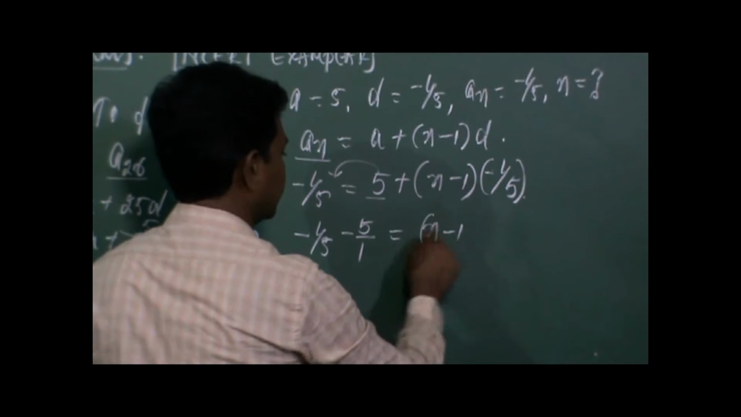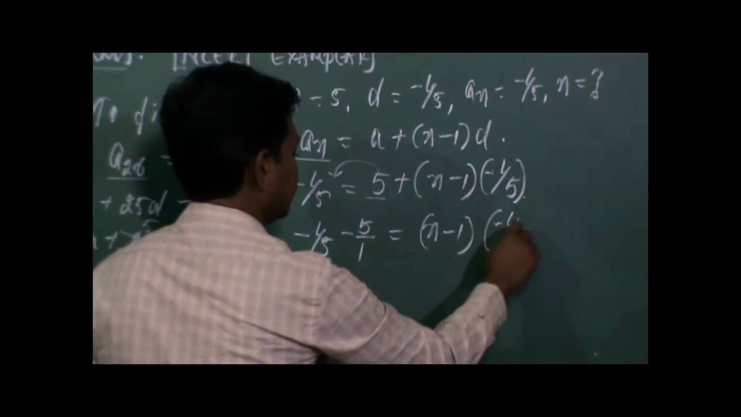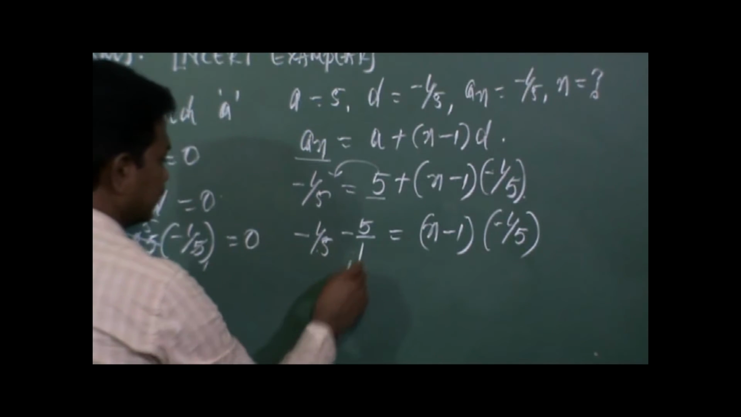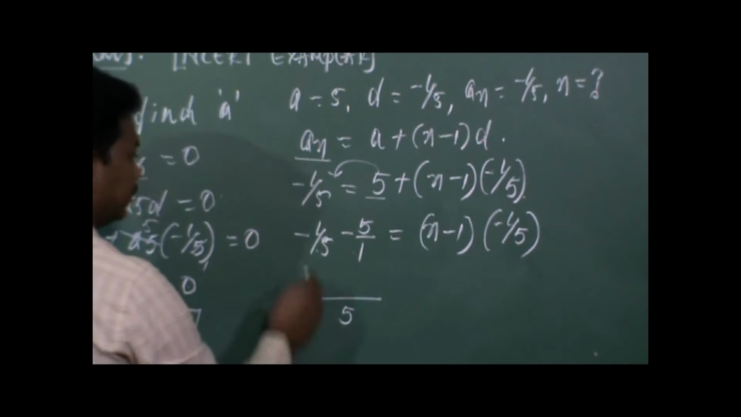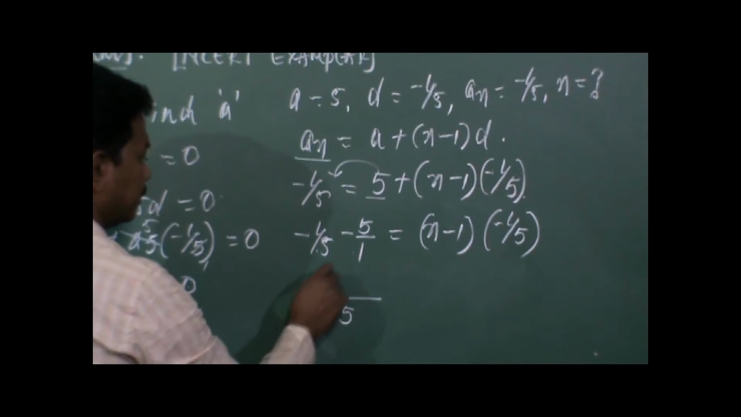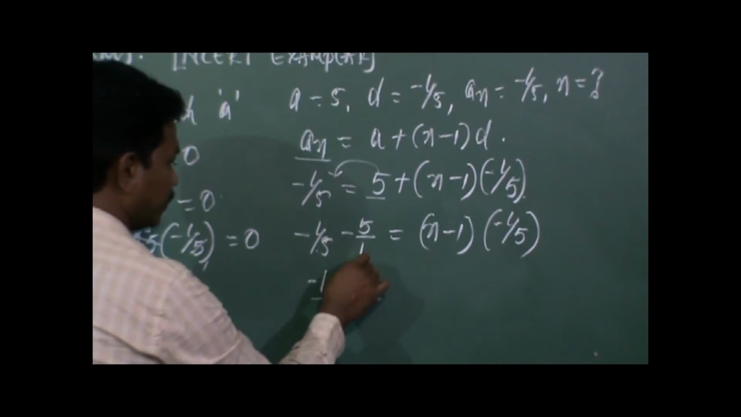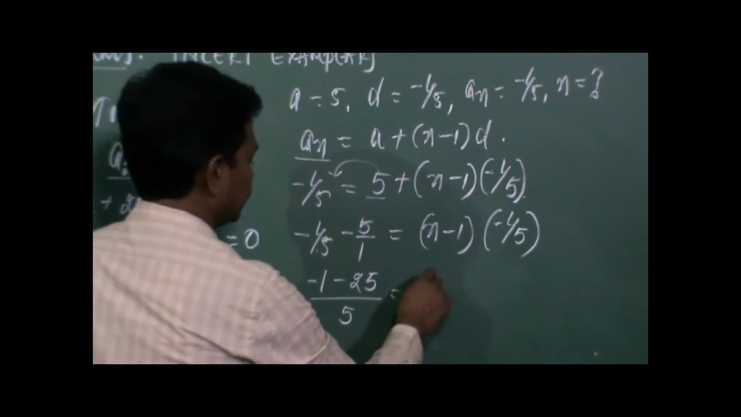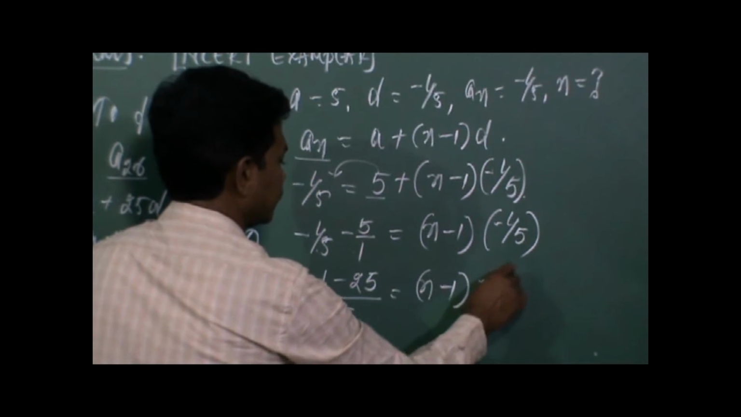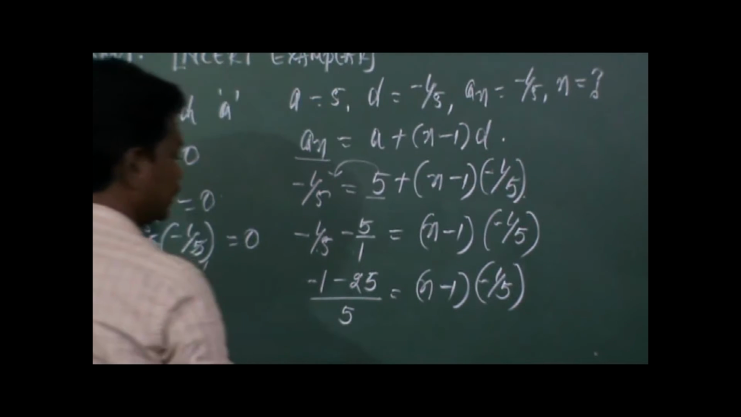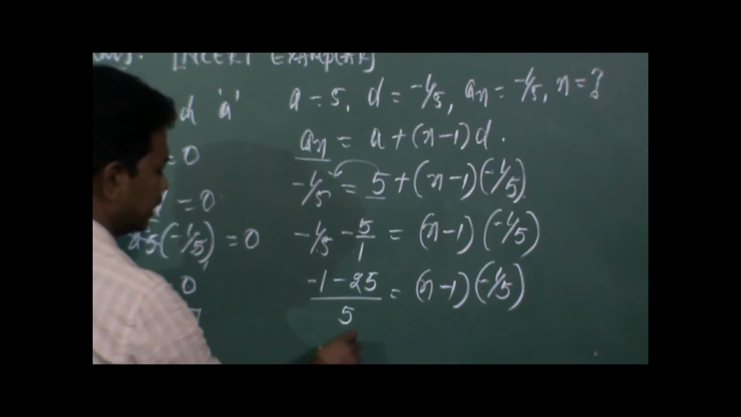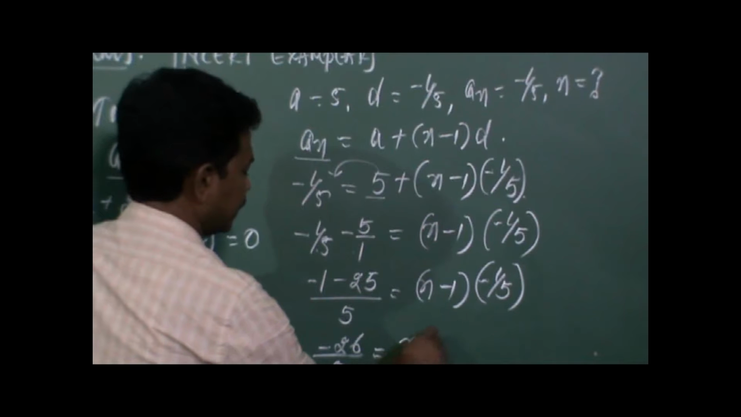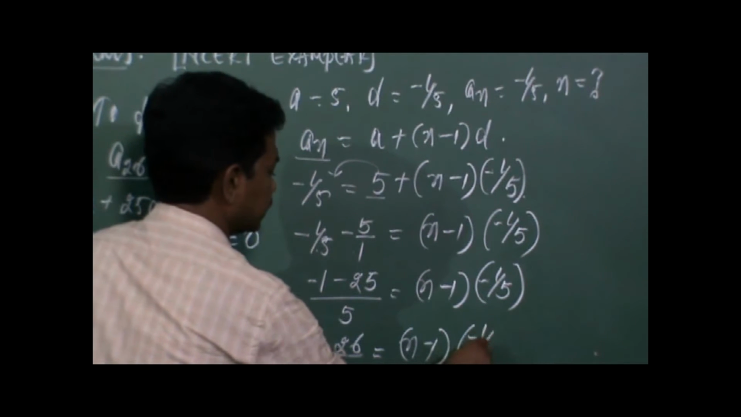So n minus 1 into minus 1 by 5. So take LCM for this, 5 becomes the LCM, minus 1 by 5 into 5 is minus 1, minus 5 by 1 into 5 is minus 25, is equal to n minus 1 into minus 1 by 5. So minus 1 minus 25 is minus 26 by 5 is equal to n minus 1 into minus 1 by 5.